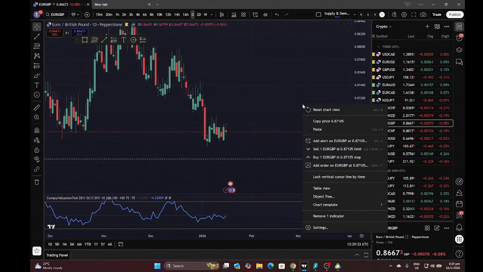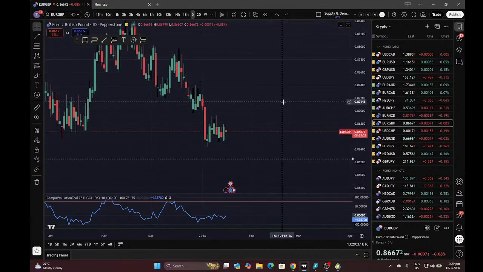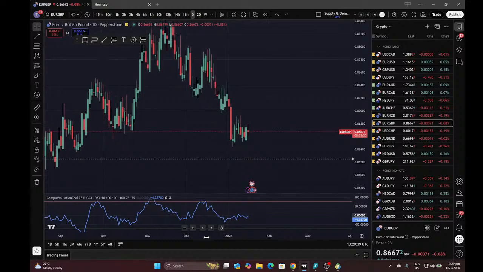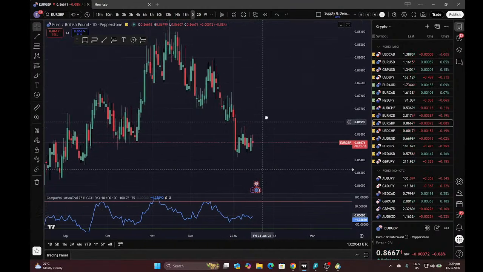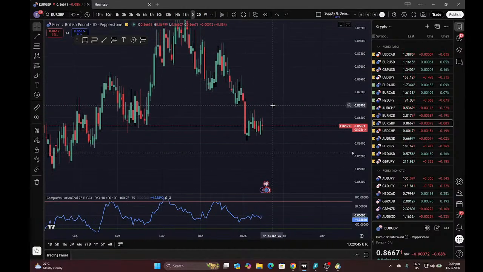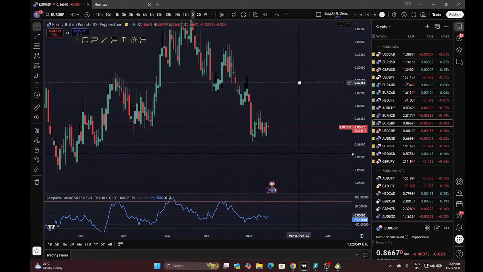So to start with, I'm going to remove all the drawings that I have. Okay, we're going to start fresh. So we start off with the daily time frame, and over here we are going to look for our demand zone.